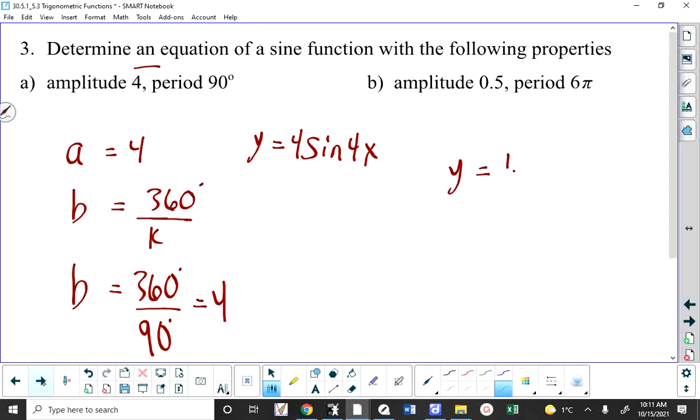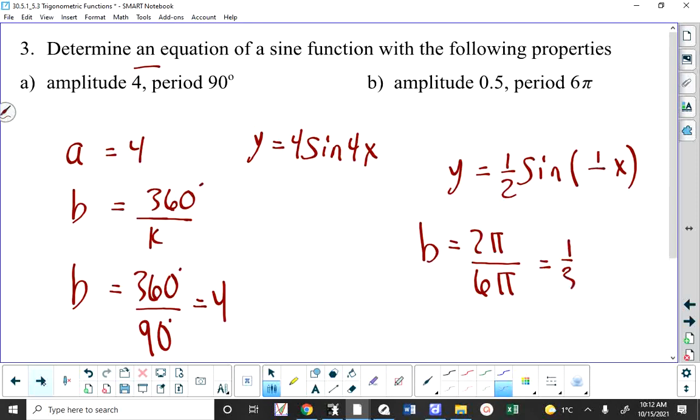y equals 1/2 sine some number times x. That number will be 2 pi over 6 pi. It's 2 pi over the period, which is a third. I suspect there are a few of you that knew it was a third because the period is 3 times greater. By the way, sometimes we put brackets around this argument for sine, sometimes we don't. Doesn't matter. Any questions with 3?